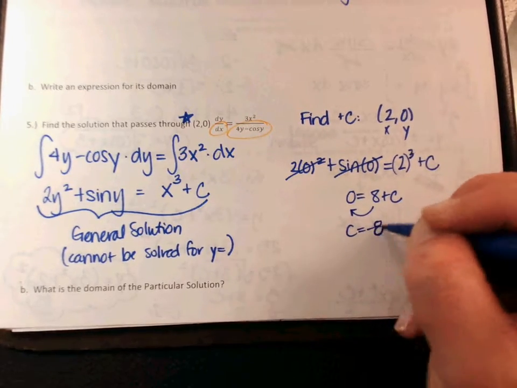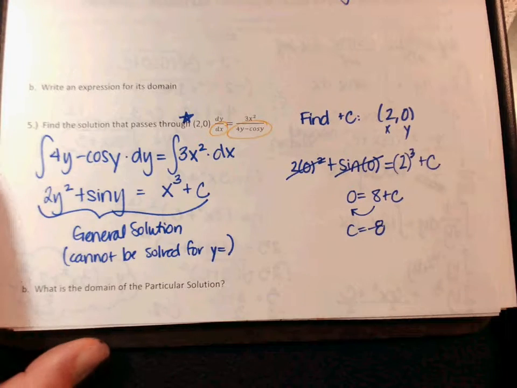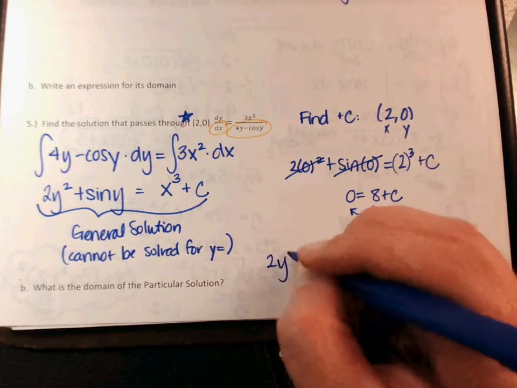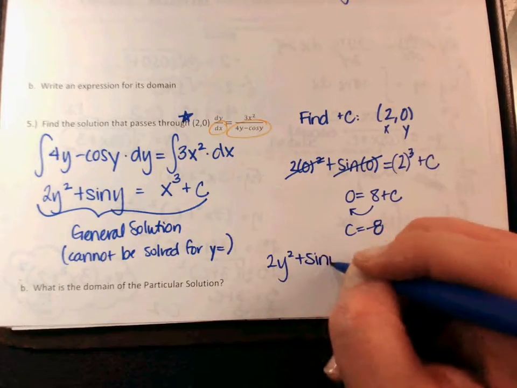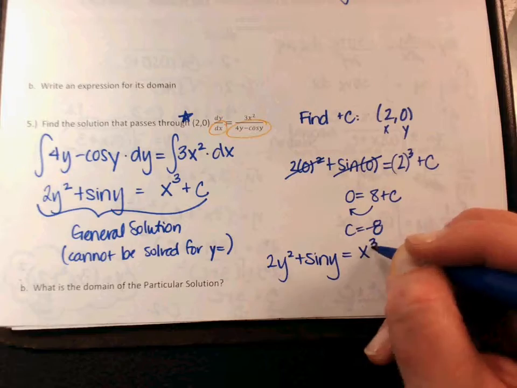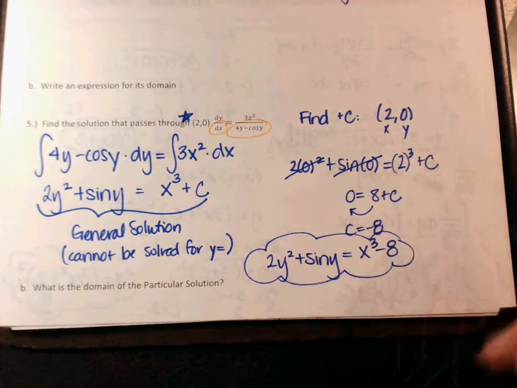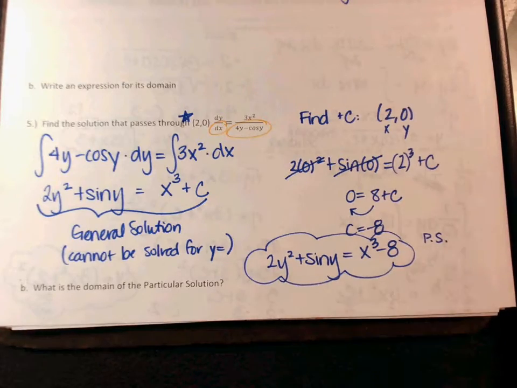Very good. Now, can you still write your particular solution? Yes. It's just not in y equals form, but that's fine. So it'd be 2y squared plus sine y equals x cubed minus 8. That is your particular solution. Okay? Yes?